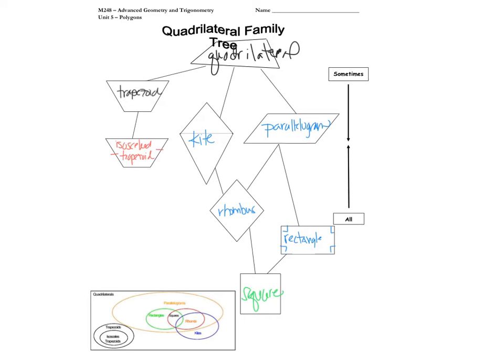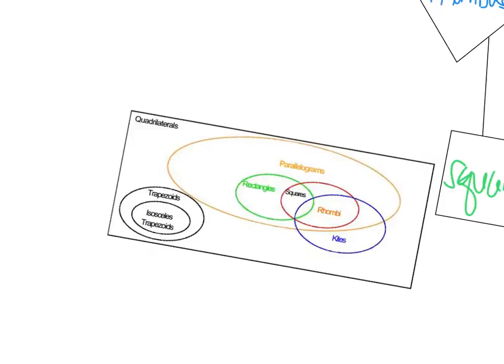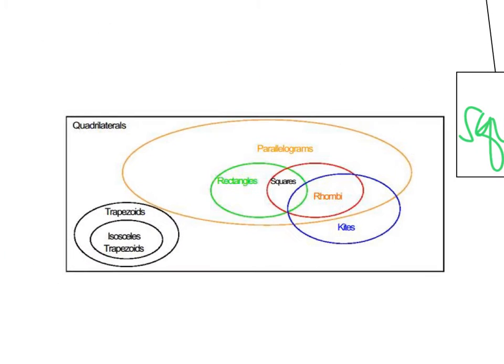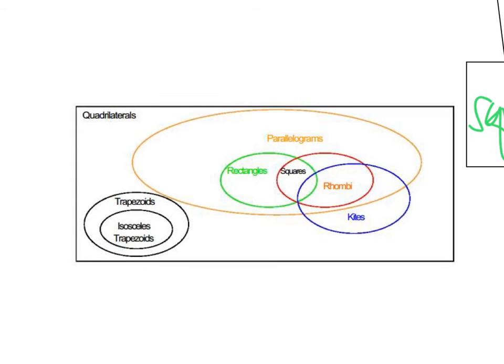And then here's another little visual to help you remember it. So quadrilaterals encompass everything, right? That's why it's at the top of our family tree. Then we have trapezoids, and then inside, isosceles trapezoids. So going into the bubbles is sometimes, going out is always. So a quadrilateral is sometimes a trapezoid, is sometimes an isosceles trapezoid. But if I started with an isosceles trapezoid, it's always a trapezoid, it's always a quadrilateral.